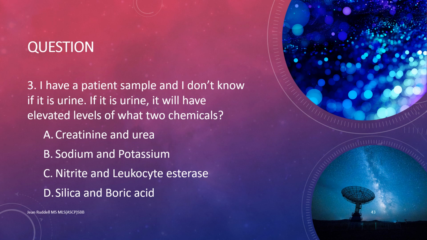Question 3. I have a patient sample and I don't know if it's urine. If it is urine, it will have elevated levels of what two chemicals? A, creatinine and urea, B, sodium and potassium, C, nitrite and leukocyte esterase, D, silica and boric acid. The answer is A, creatinine and urea.